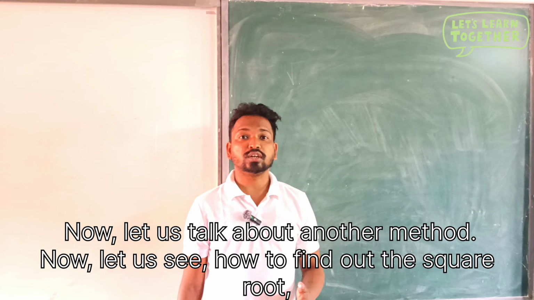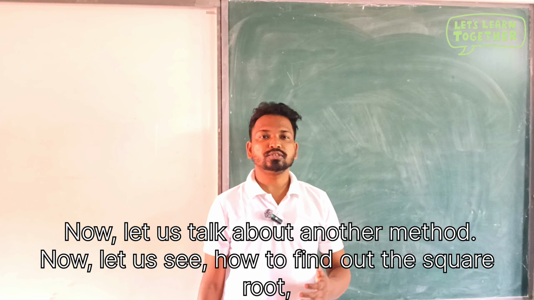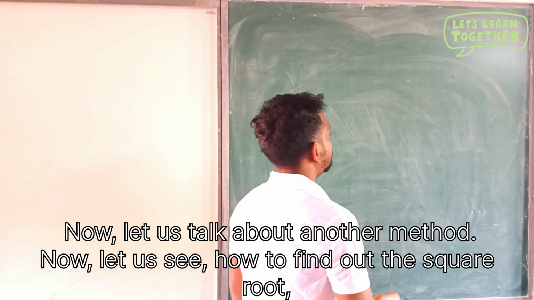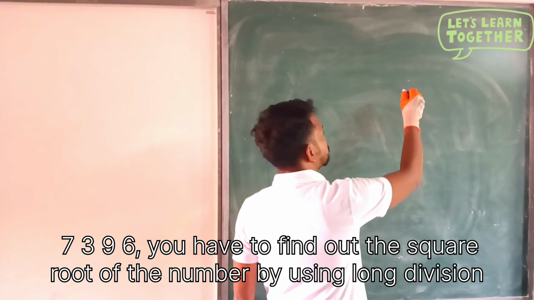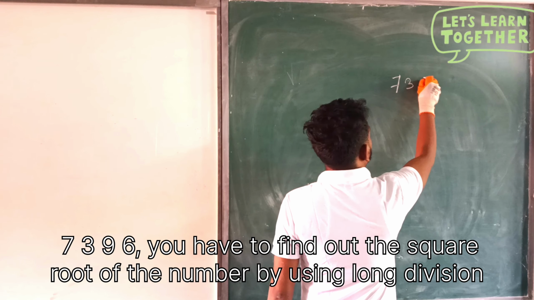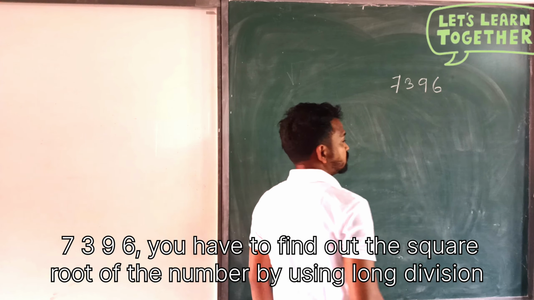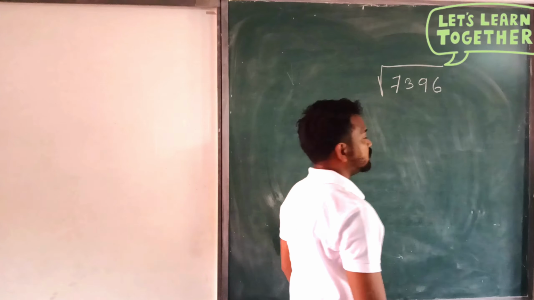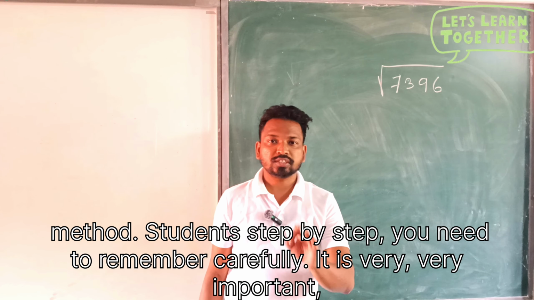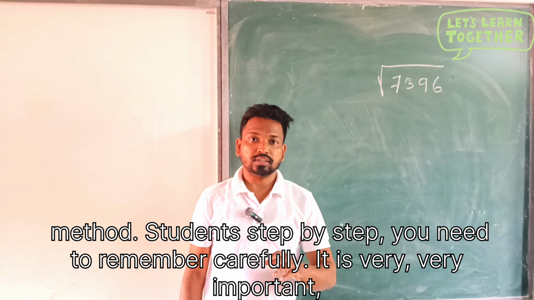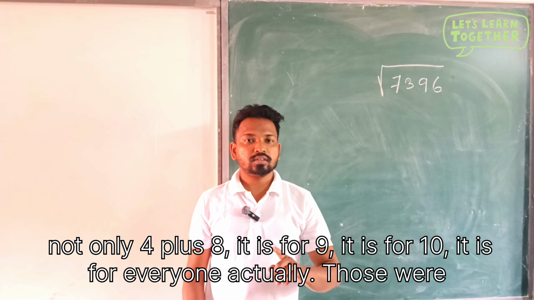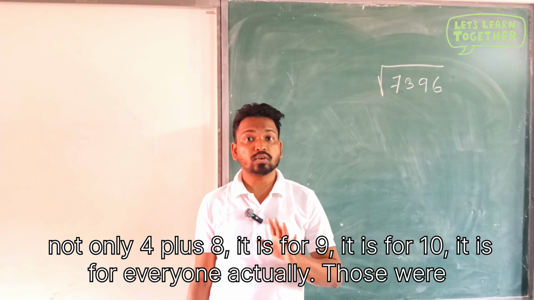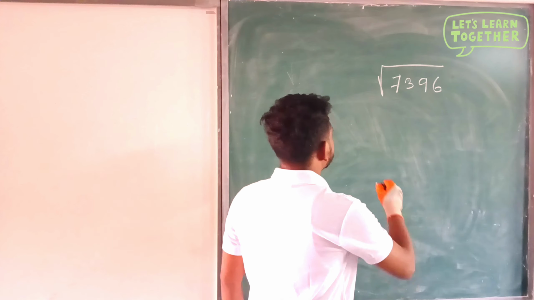Now let's see how to find the square root of a number by using the long division method. Let's take an example. Suppose you are taking 7396. You have to find its square root by the long division method. Students, step by step you need to remember carefully. It is very important, not only for class 8, it is for 9th, for 10th, for everyone actually.